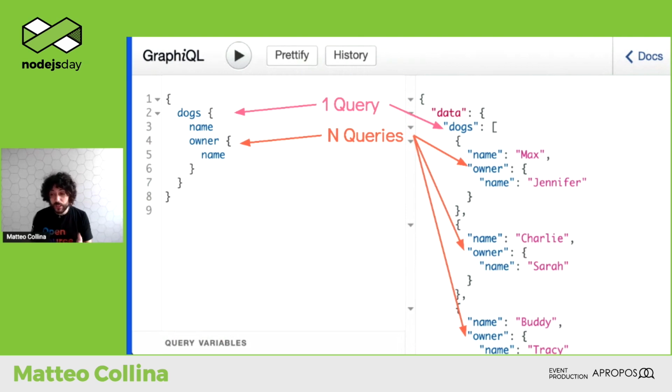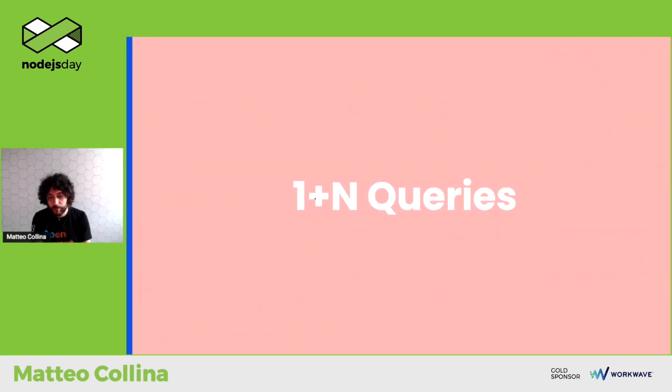So what happens here is that you do one query for docs and then n queries for the owners. This is kind of a big problem because it's 1 plus n queries, or rather 1 plus n database accesses, or microservice calls. This is not going to work well for most applications.